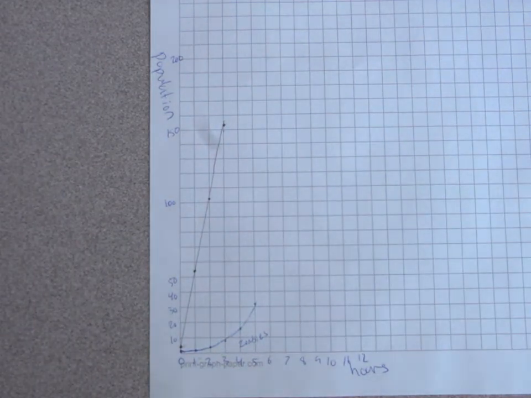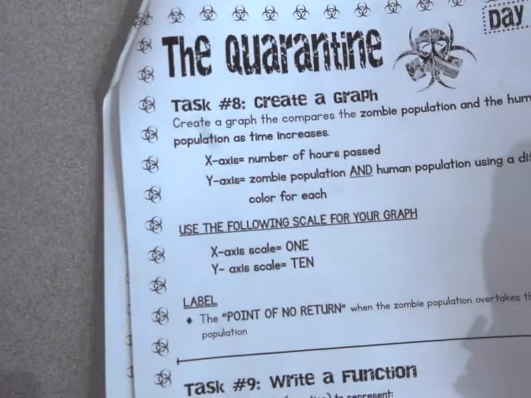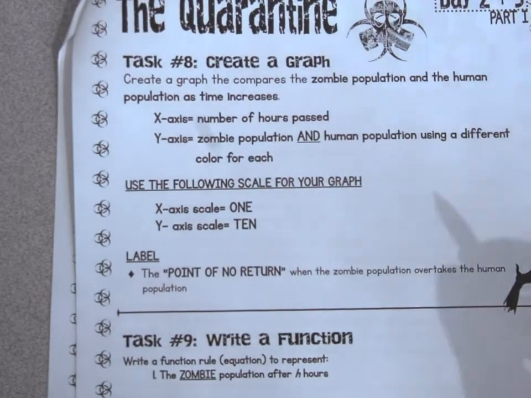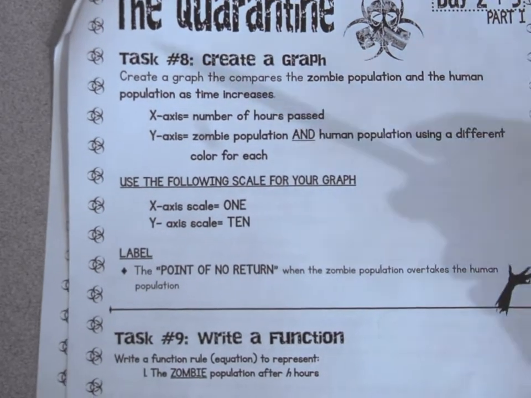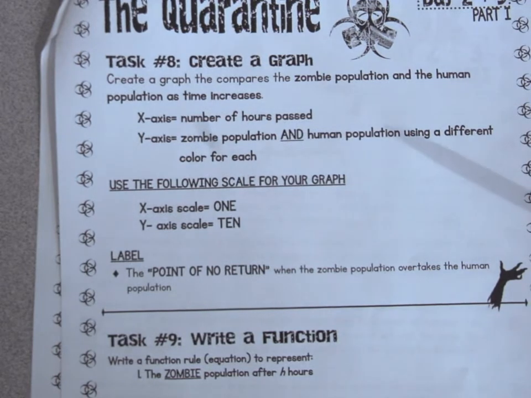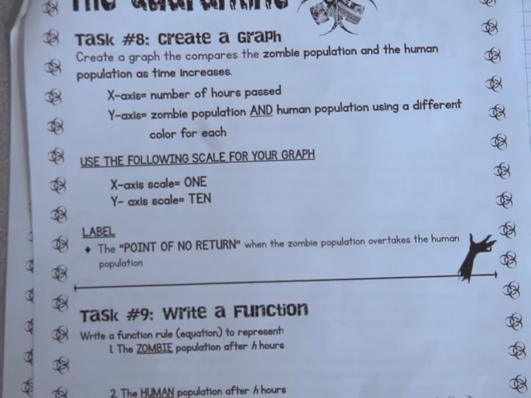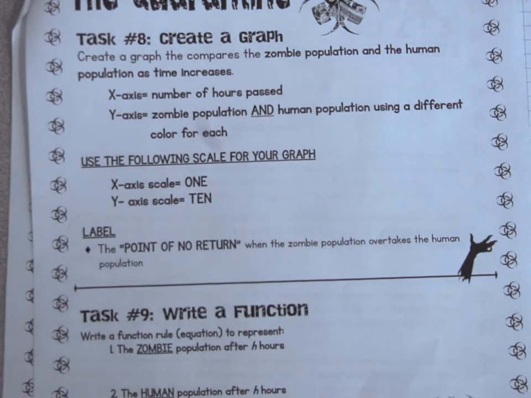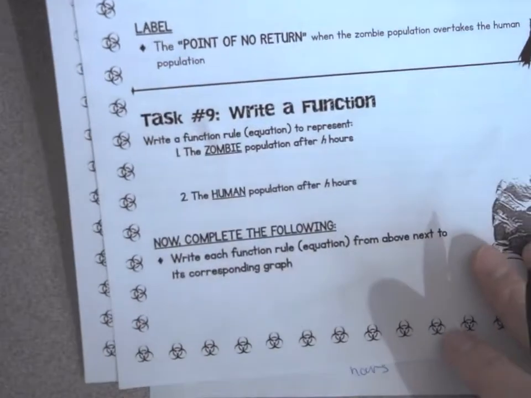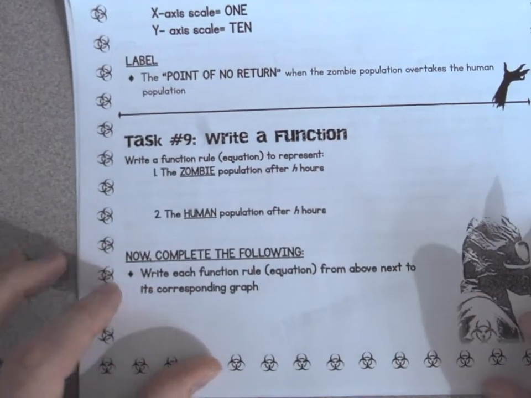So that's task 2. Or excuse me, it's called task 8 on this one. Okay, make sure you label everything. So you should have a title, you should have your axis labels, you should have the point of no return labeled. Okay, make it look nice and neat and professional. Okay, the last part here is to write a function.